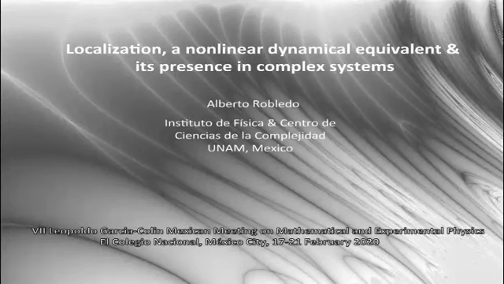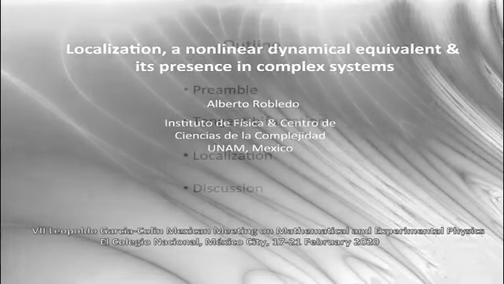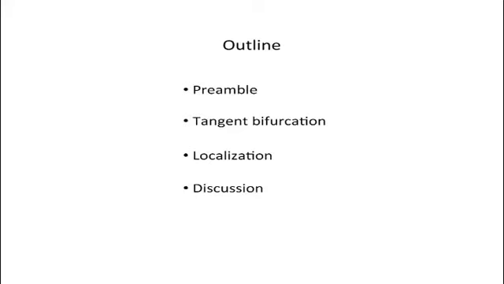It has localization, but I'm going to be looking at it from a nonlinear dynamical point of view, through an analogy. And I'm going to be referring to possible connections, possible presence of localization in other types of systems. This is the outline. So I will have a preamble. The tangent bifurcation is the section that actually deals with nonlinear dynamics. And then we'll see an analogy, and then we'll end up.